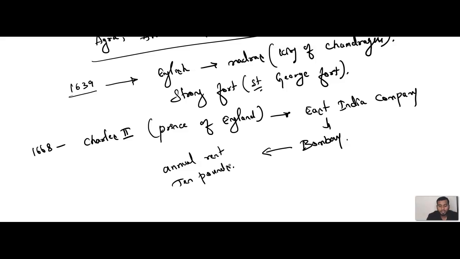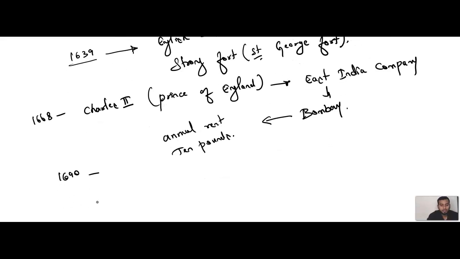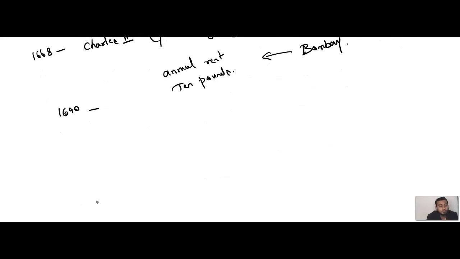Very good. Next, in the year 1690, what happened? The English purchased 3 villages. English purchased, they didn't capture, no. Because now they have enough money with them. Now they started purchasing also. So in 1690, English purchased what? 3 villages. Who purchased 3 villages? English. Which are the villages' names?